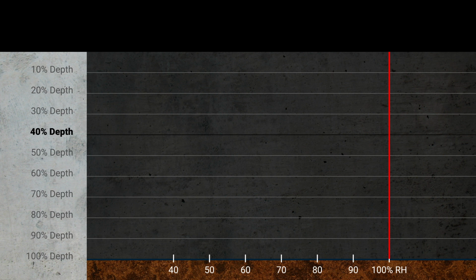So as we take a look at this graph, or specifically the vertical axis, this is depicting at what depth we are in comparison to the overall thickness of the slab. The horizontal axis is the relative humidity readings that you would get at those various levels.